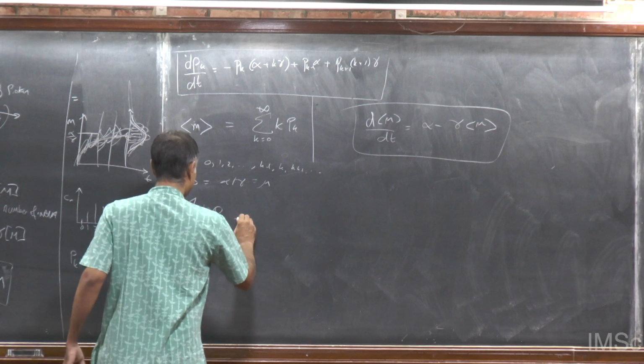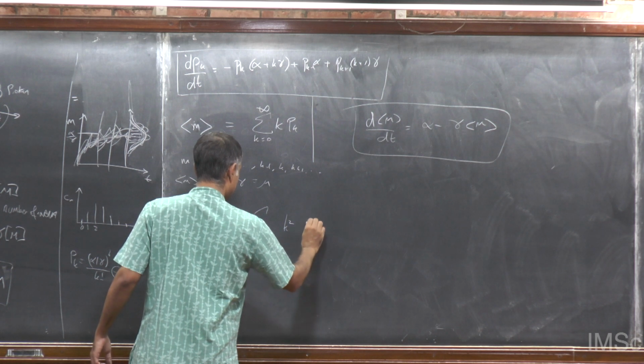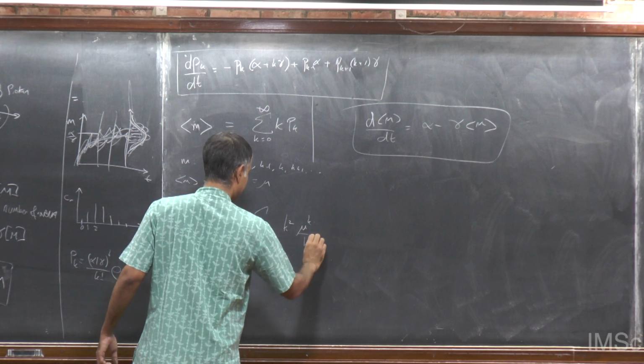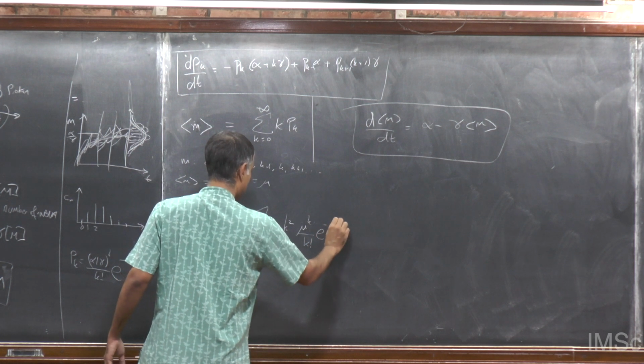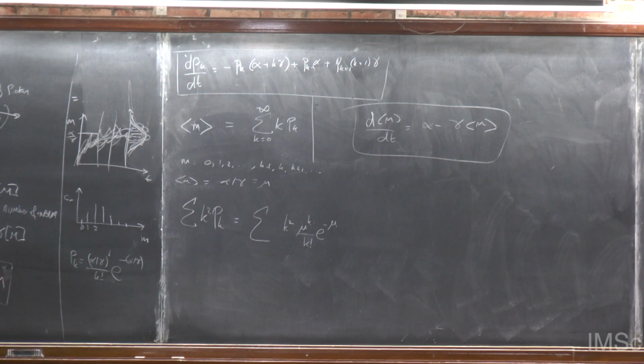So I need to calculate this. Let's write it out. This is the sum of k squared mu to the k over k factorial e to the minus mu. And this we're going to have to, unfortunately, take 2 derivatives to figure it out.